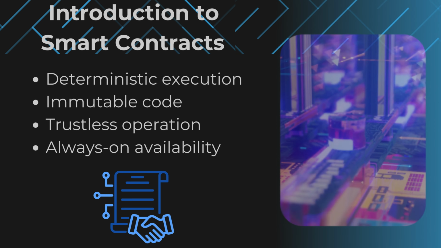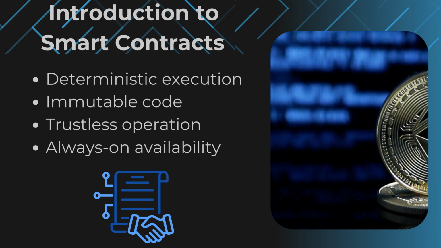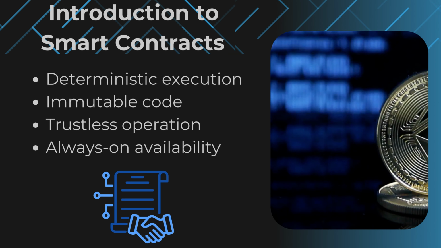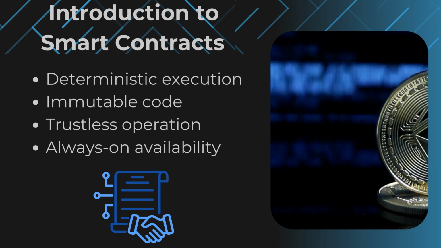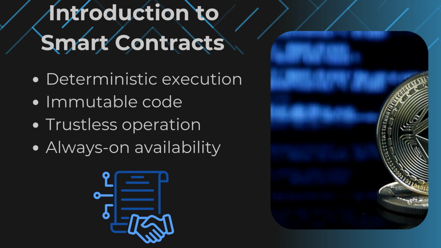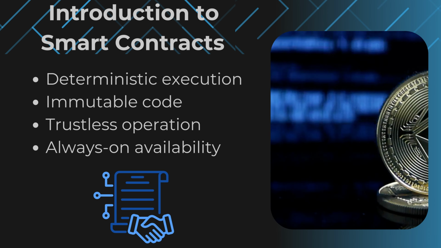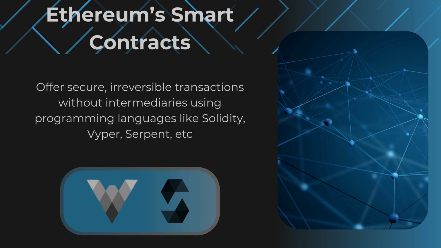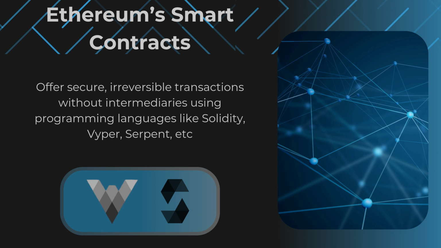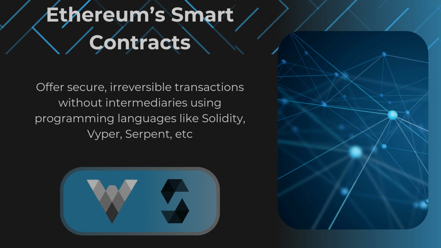Once deployed, a smart contract runs exactly as programmed and cannot be modified. Because of this immutability, proper testing and security practices are essential during development. Smart contracts remain accessible as long as the blockchain network is running, removing single points of failure and increasing reliability.